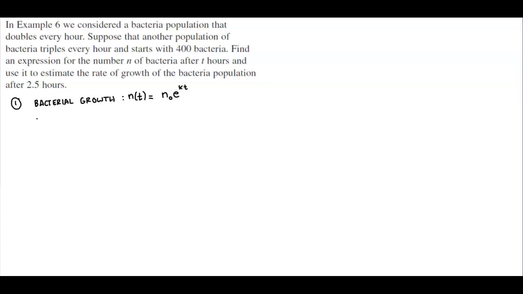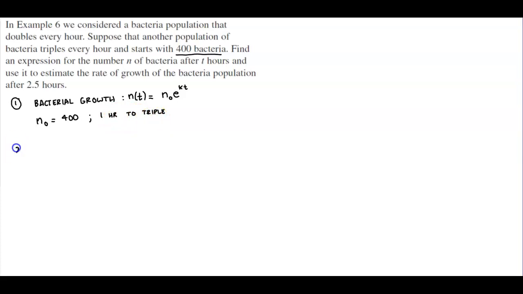The given information tells us that the initial population starts with 400 bacteria. And then it also triples every hour. So we also know that it takes 1 hour for the bacteria to triple.